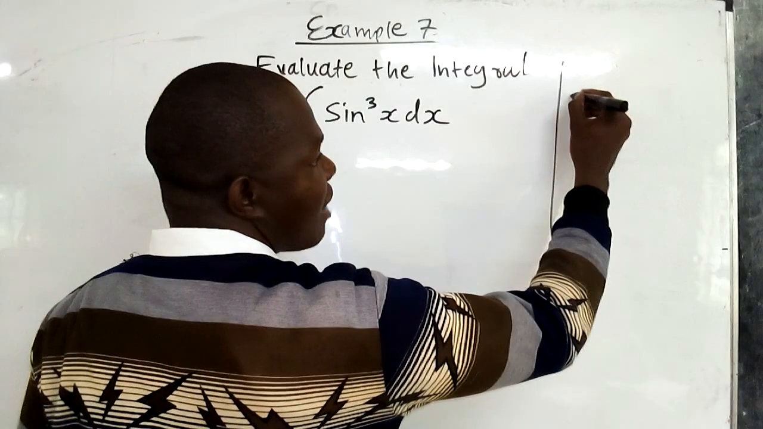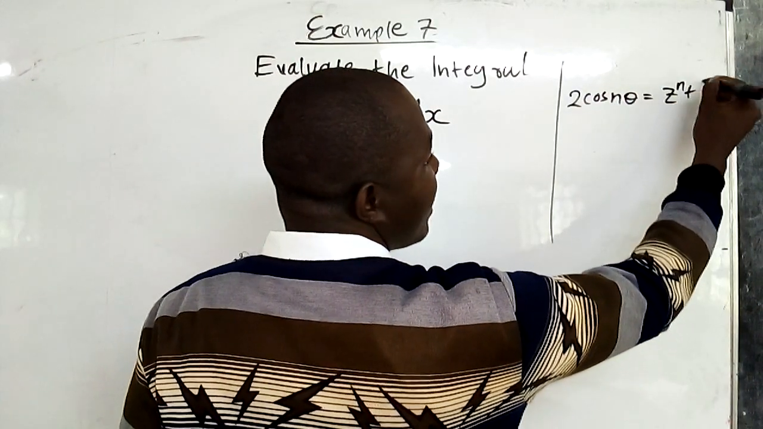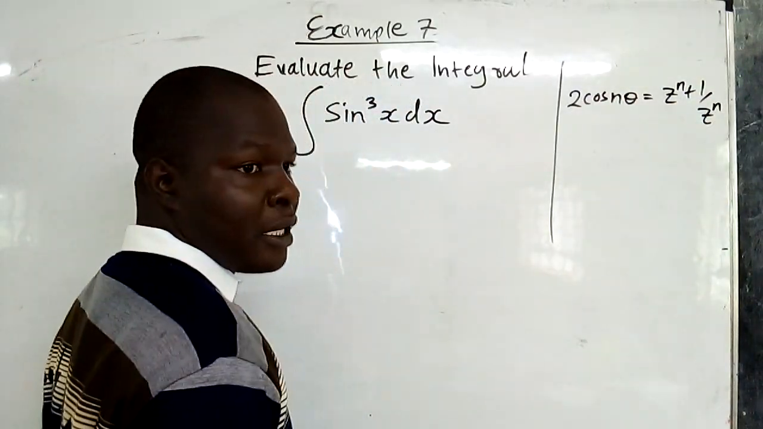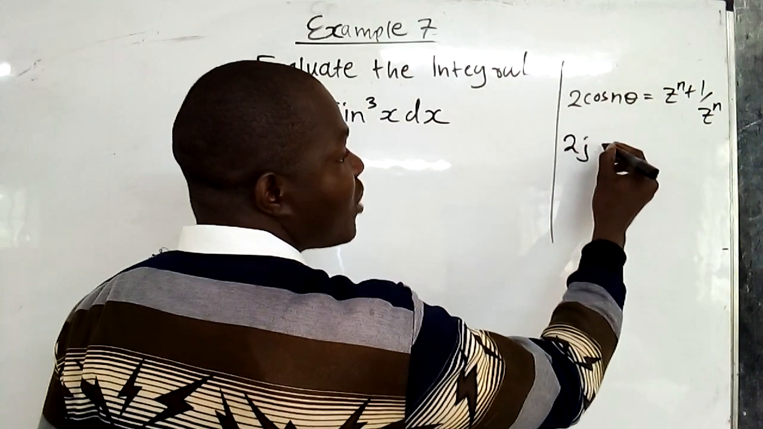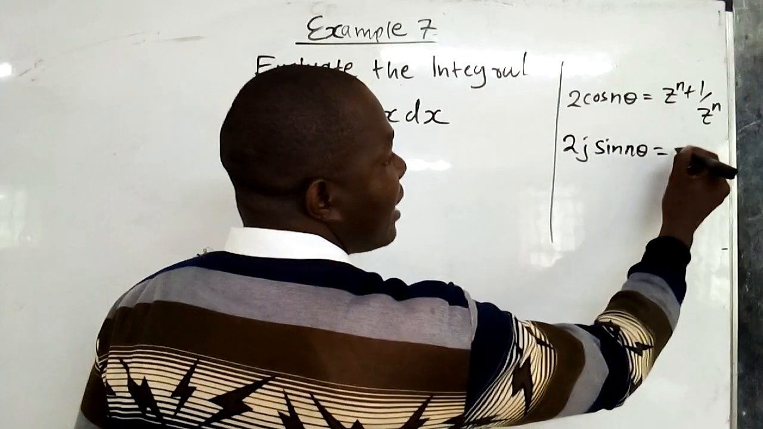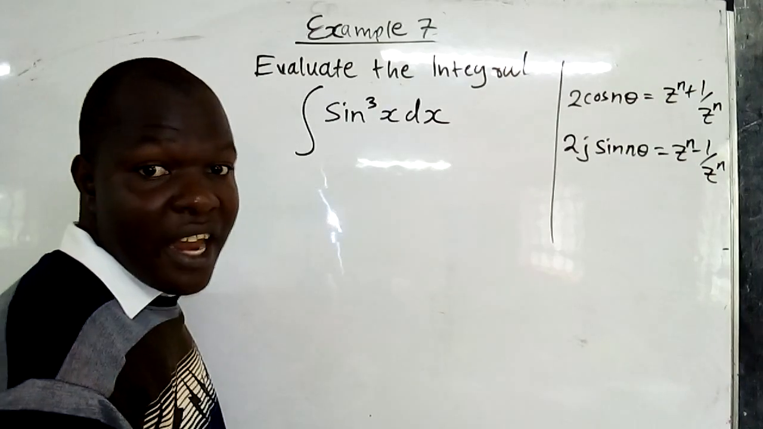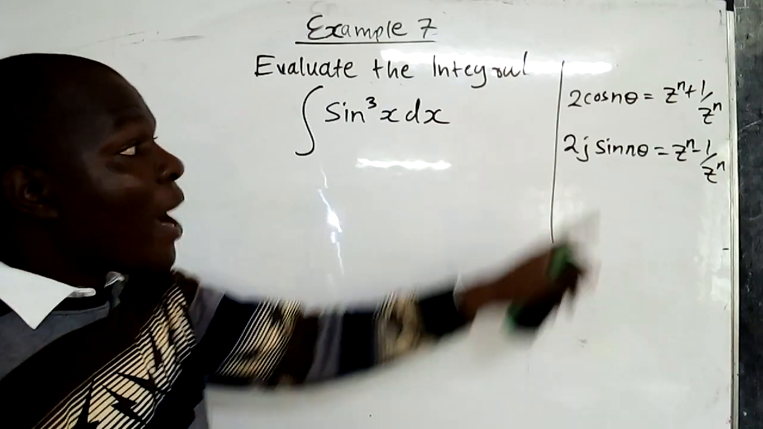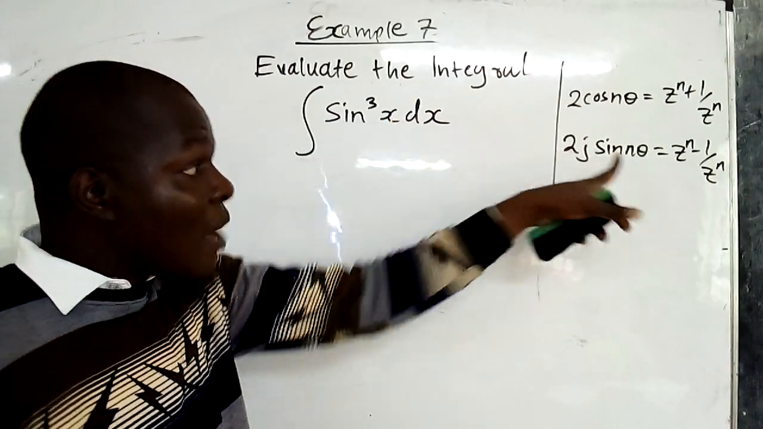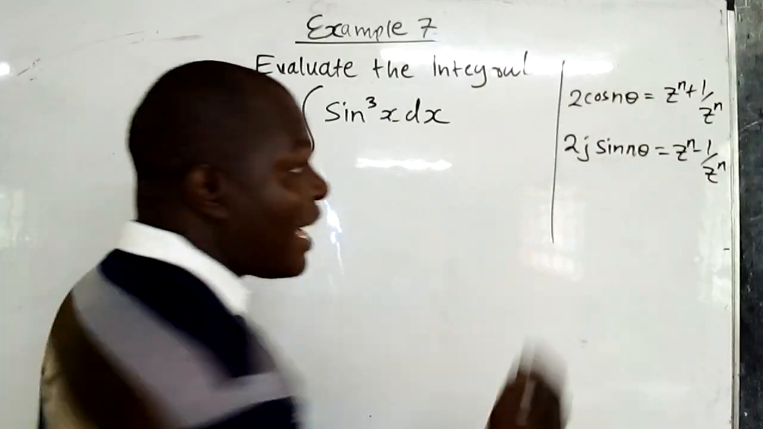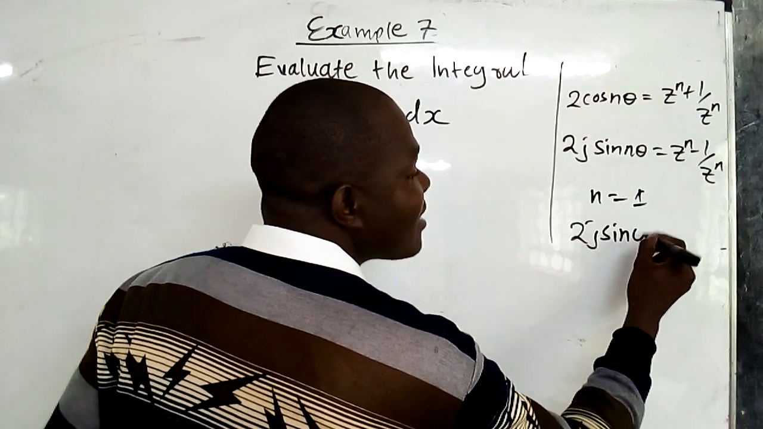We know that 2 cos n theta is the same as z^n plus 1 over z^n, isn't it? Then we also know from De Moivre's theorem, 2j sine n theta is the same as z^n minus 1 over z^n, isn't it? So when n is 1, because we want sine, we want the second part. When n is equal to 1, what does it imply? It means we have 2j sine theta.